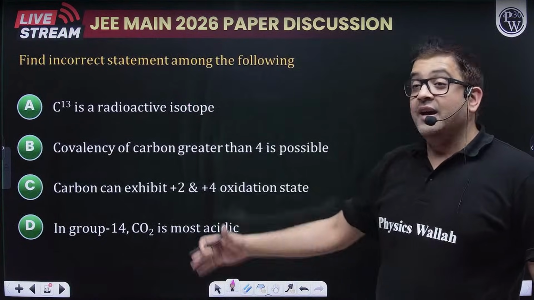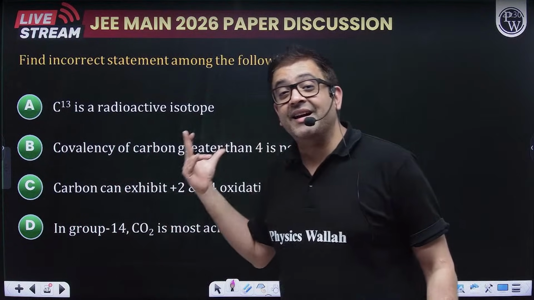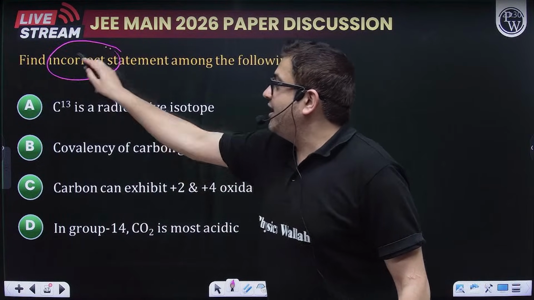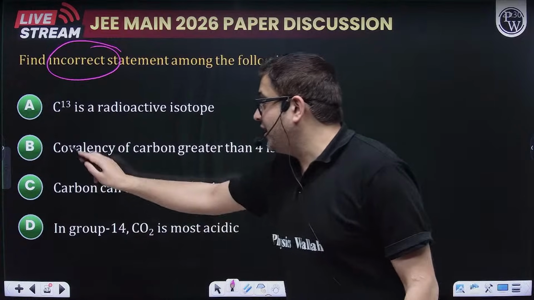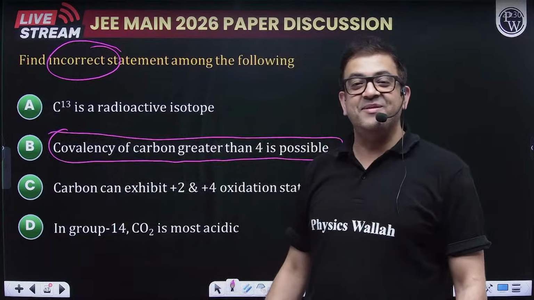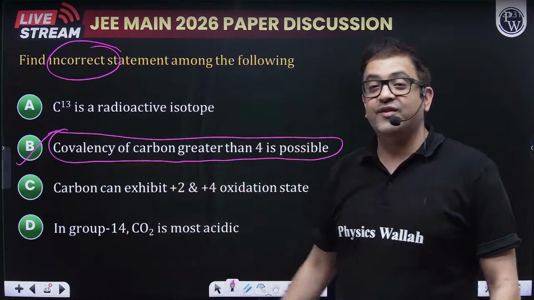Now, coming to the next question. Now, this is a piece of cake. It will be a crime to not attempt such questions properly. You have to identify the incorrect statement, and I guess a class 9 or class 10 student can do this. Covalency of carbon cannot exceed 4. Carbon is tetravalent, it is the basic of starting organic chemistry. So this is definitely incorrect.